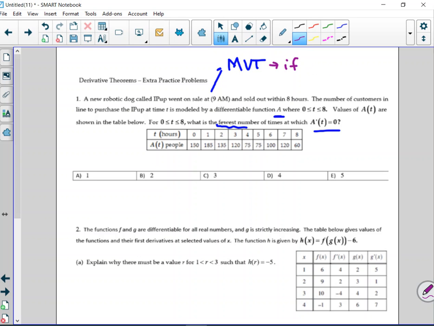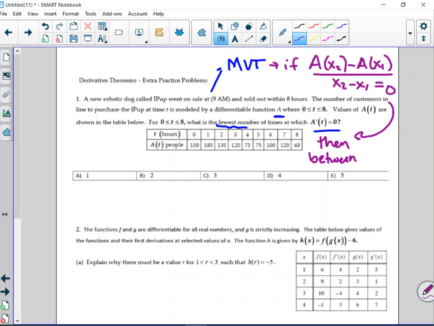if a of x2 minus a of x1 over x2 minus x1 is equal to 0, if the slope between 2 points is 0, then a prime would also have to equal 0 between x1 and x2. Do you understand what I'm trying to think?